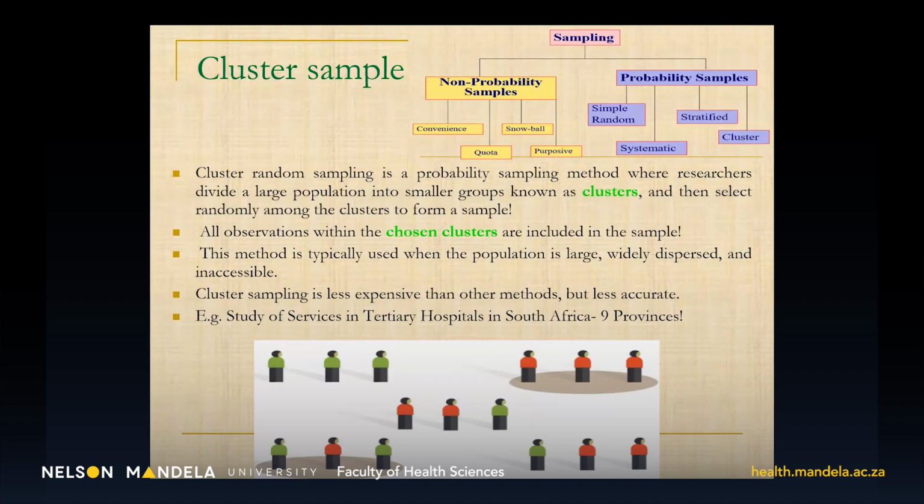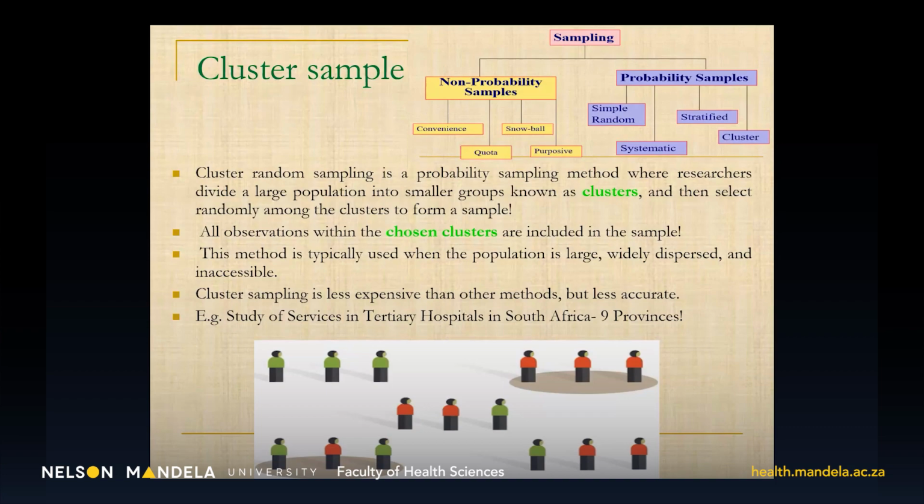I've identified the clusters through a random process, and therefore in those clusters, I'm going to include all the entities that meet my minimum inclusion criteria. In this case, tertiary hospitals. I hope that is clear. Distinction between stratified and cluster. Stratified and cluster is very important.